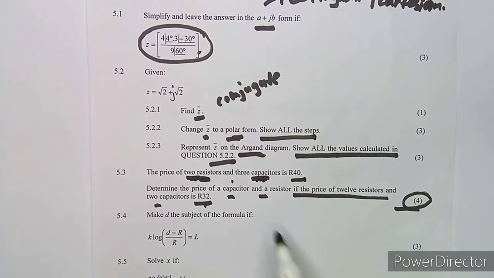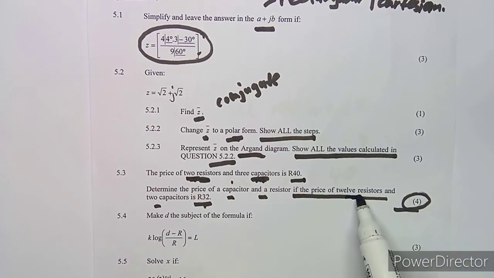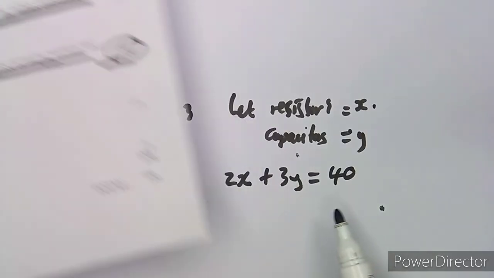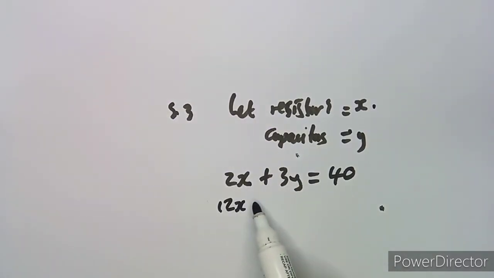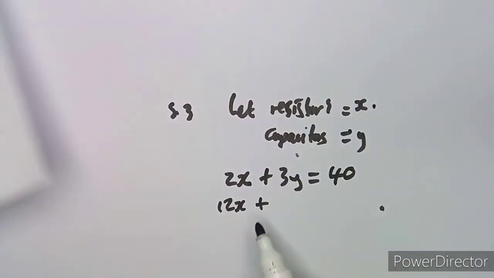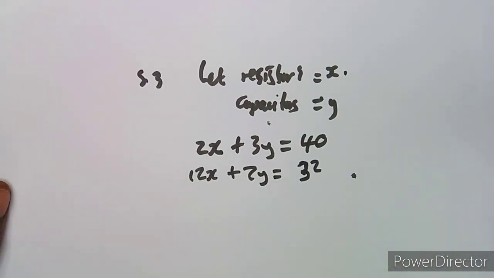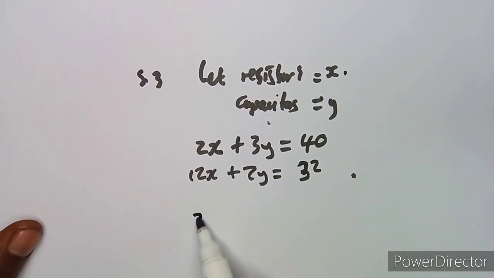Then when we are working with 12 resistors and 2 capacitors, the total is 32 rand. So it's 12 times X, plus 2 capacitors, which is 2Y, is going to give us a total of 32 rand. Alright, so that's your formulated pair of simultaneous equations. You can solve this using the substitution method or the elimination method. You use any method that's best for you, guys.